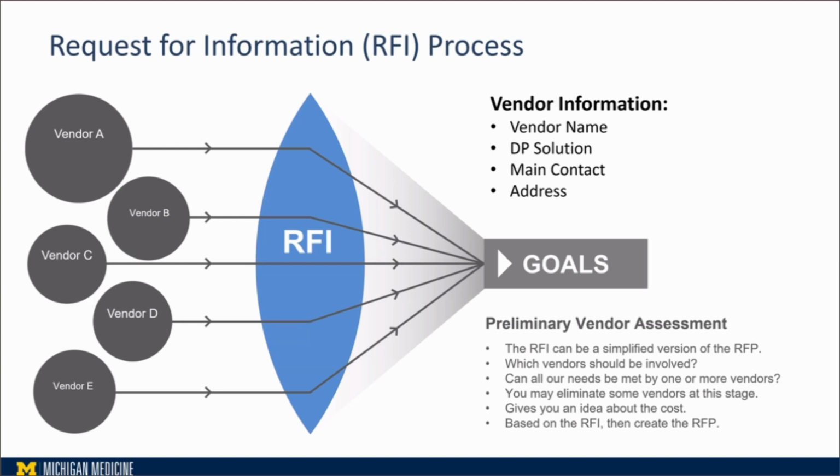Usually, the information that you ask for in the RFI is the vendor name, what the digital pathology solution is, the main contact, and the address. As I said, it's a simplified version. It's going to help you eliminate some of the vendors that you don't need to send a formal RFP to. It's going to give you an idea about the cost of the solution, and based on this RFI, you can go ahead and create the RFP.